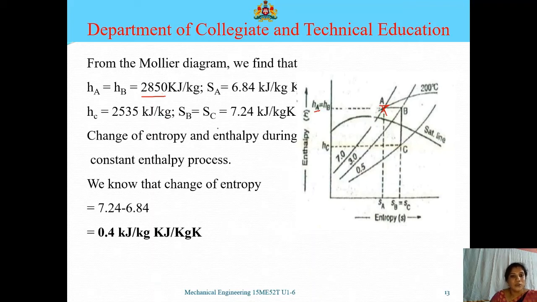Okay. So next, I'll find out SA. How will I find out SA? So the x-axis will give me the entropy value. So keep your scale vertically. So this point will give me the value of SA. So I'll make a note of that value.